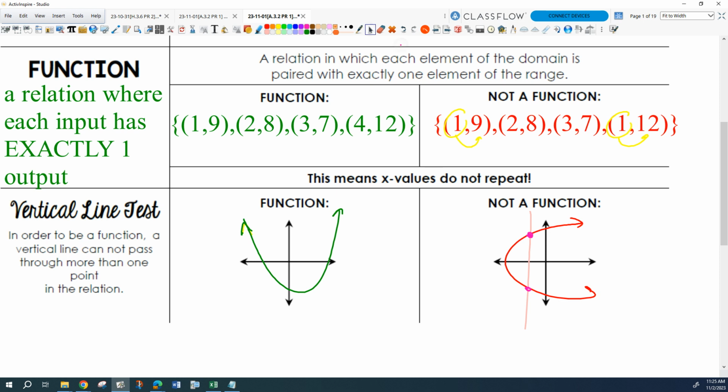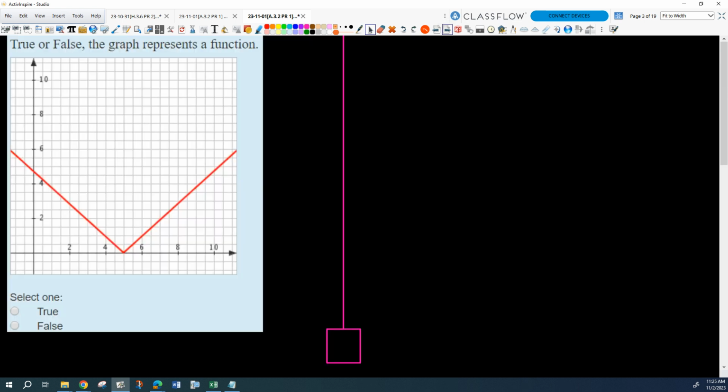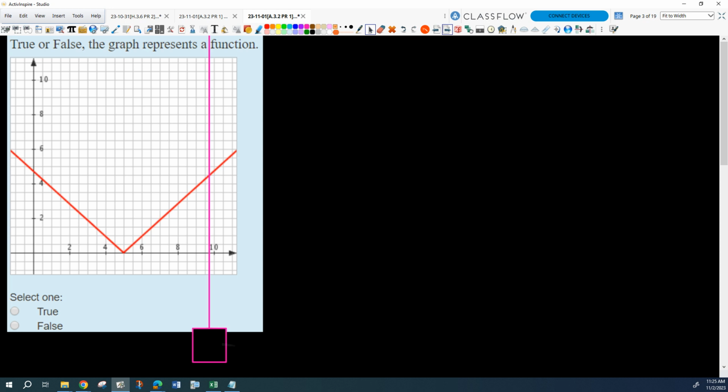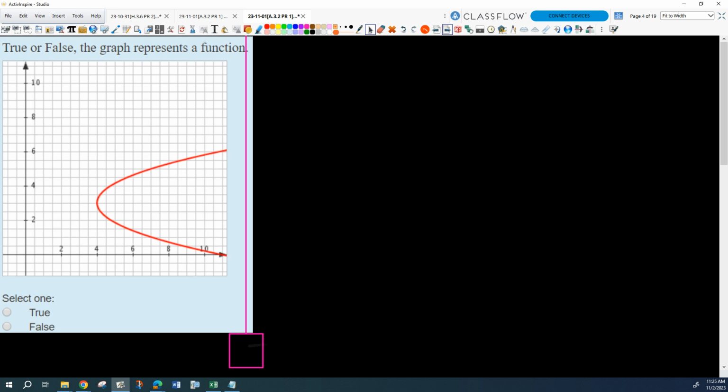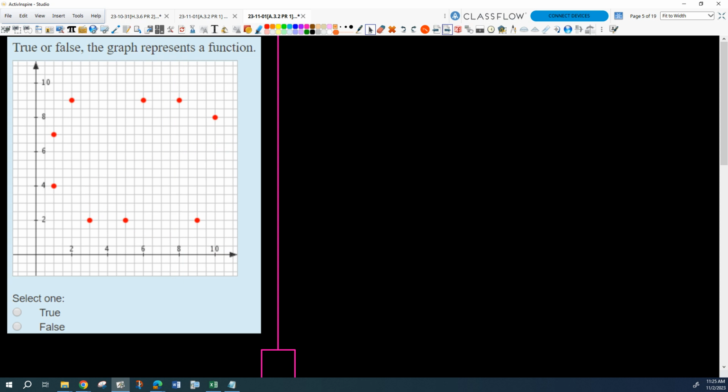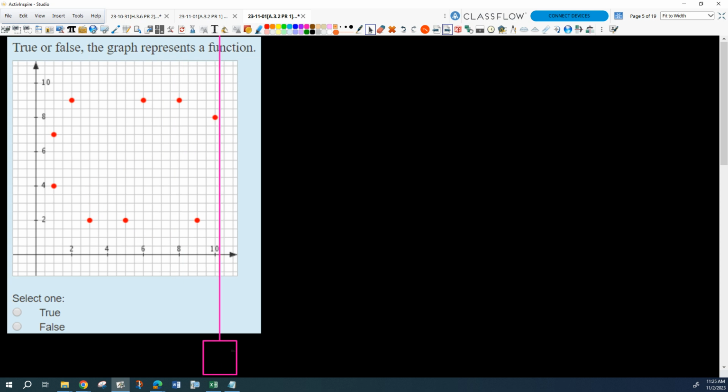And just a couple more quick examples of that. Give me thumbs up or down. Does this pass the vertical line test? Yes, it does, okay? How about that one? Thumbs up or down? No dice. There's a problem, right? How about this one? Where's the problem? Oh, right there. There's where two points line up vertically. So no, that's not a function.